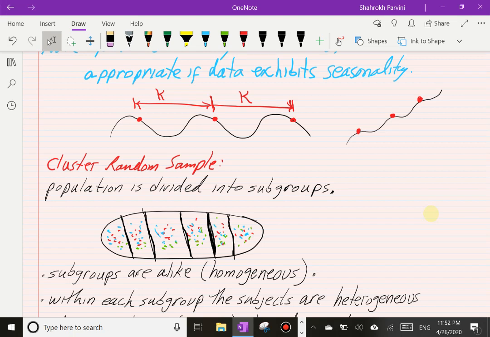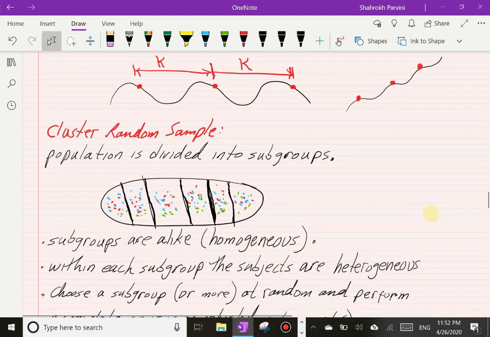And then within each subgroup, the subjects are heterogeneous. And that's represented by different colors that you see. So, how does cluster work in here? I'm going to choose a subgroup at random. Now, if you can afford, choose 2 subgroups, 3 subgroups, the more the merrier. So I'm going to choose, let's say, a single subgroup at random.